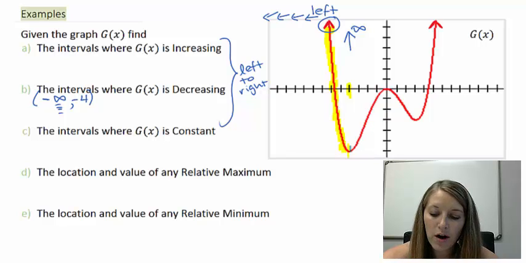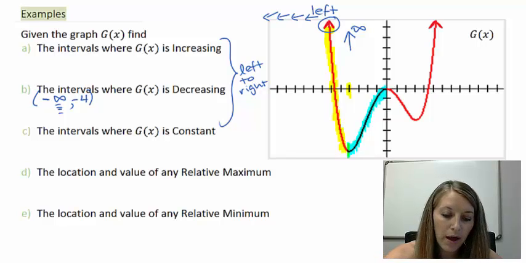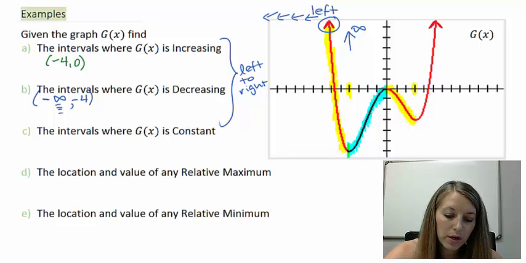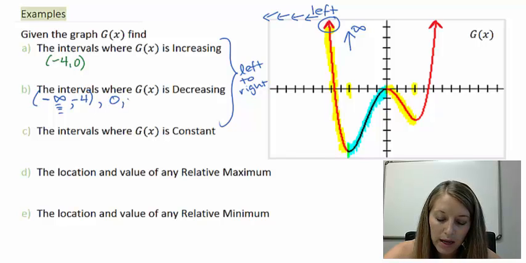Moving to the next portion of the graph, starting at my low point here and going up, meaning I am increasing. So I'm increasing all the way from negative 4 up until 0. Tracing again, I'm going down. So I am decreasing all the way to this x value right here. So I'm decreasing between 0 and 3.